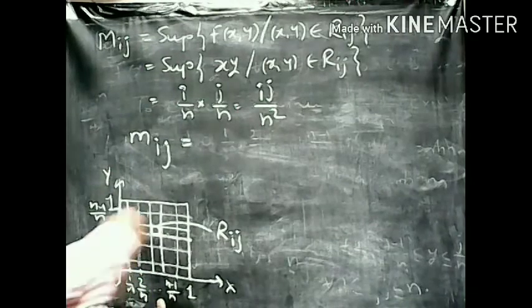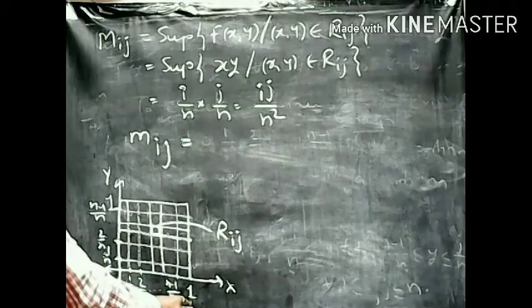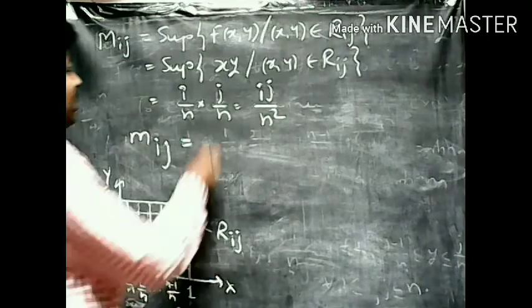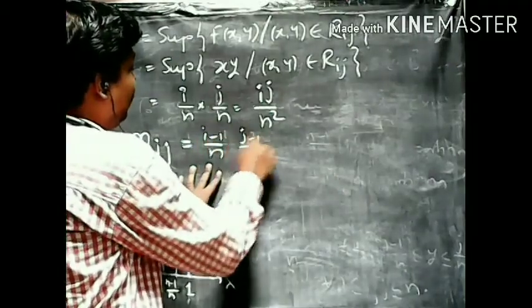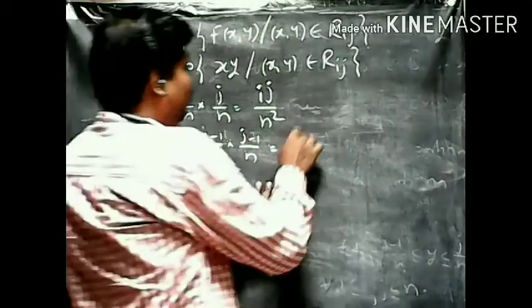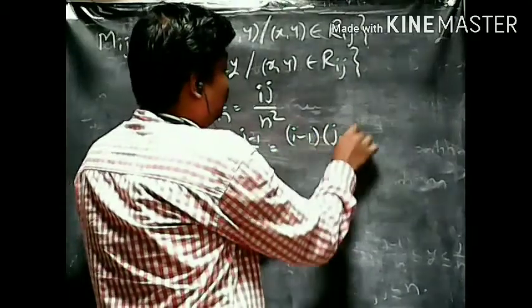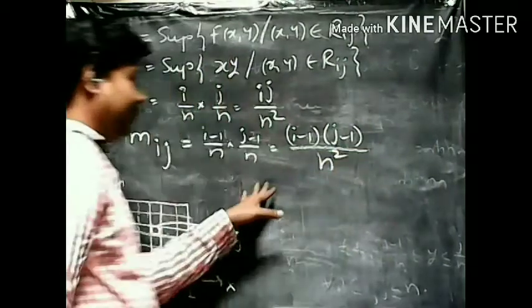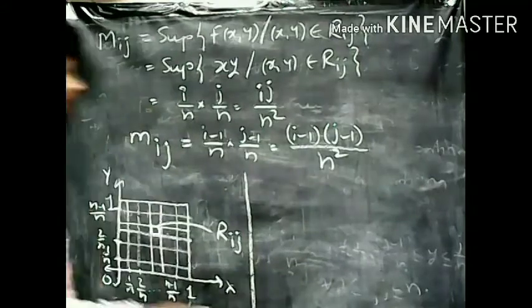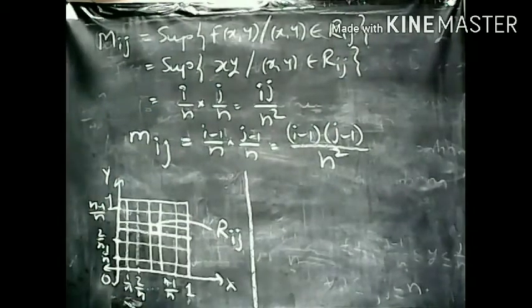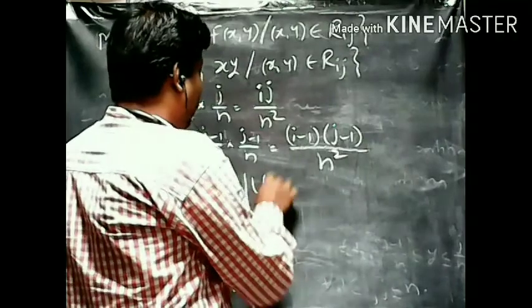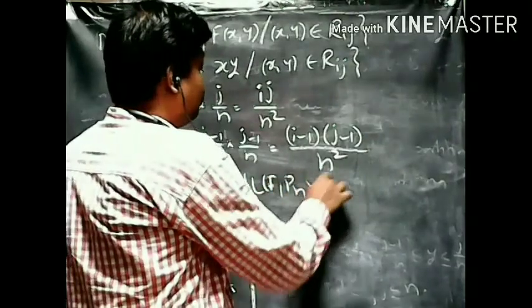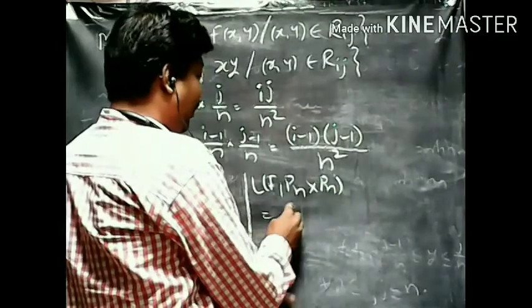Now let us continue with the same logic. Small mij is nothing but (i-1)/n and (j-1)/n, the product of these two. So that is nothing but (i-1)(j-1)/n². Good. So we have computed capital Mij and small mij. Now let us compute the upper Riemann sum U(f, Pn cross Pn).